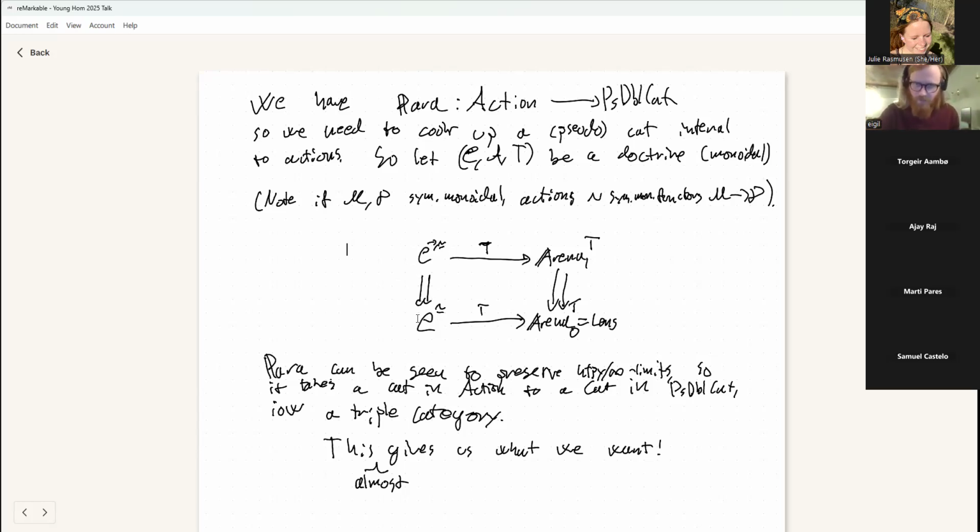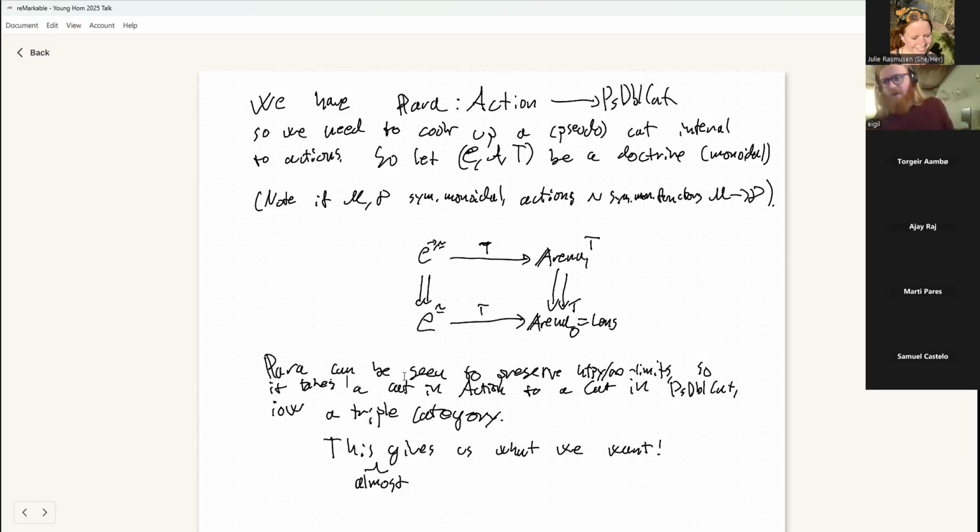So that's a category over this. And here we just have the rest of the category of arenas, and you can see that this extends here. Then you stare at it for a while, and first of all, you show that this is actually an internal category, which is kind of mechanical. Then you see that this Para construction preserves homotopy limits, infinity limits, or two, whatever you want to call them. So it takes a category in this category of monoidal actions to a category in the category of double categories, which is what we've decided the triple category is supposed to be.